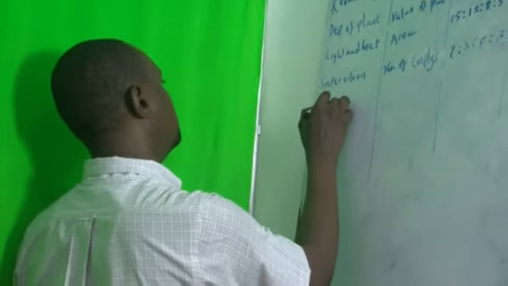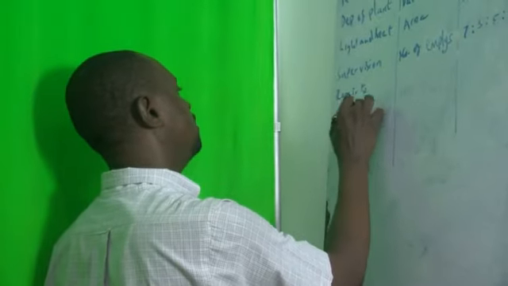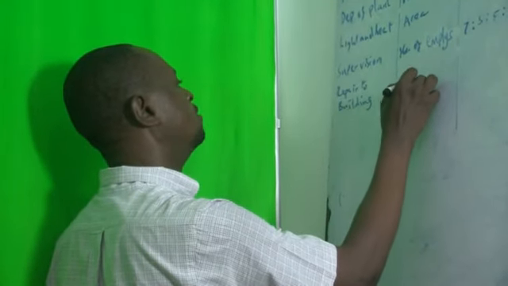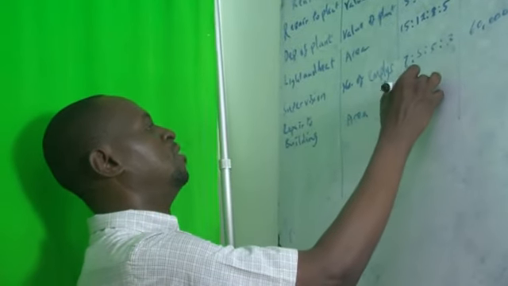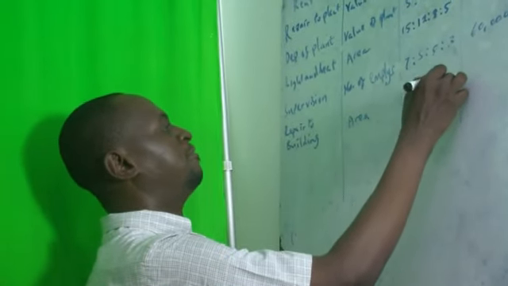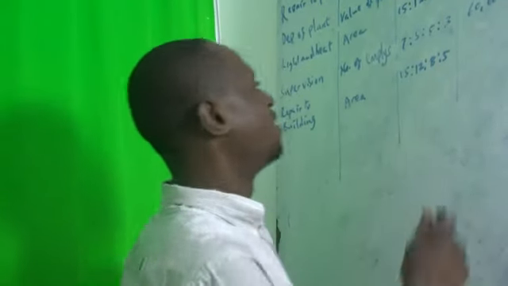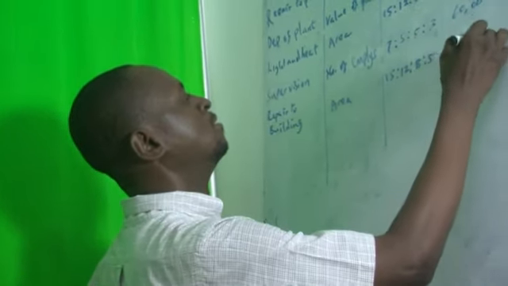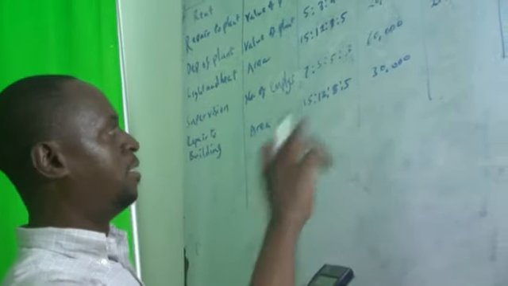We have repair to buildings. For repair to buildings, we are going to use area. We already have the ratio there: 15, 12, 8, 5. The total amount is 30,000. Now you start reapportioning.